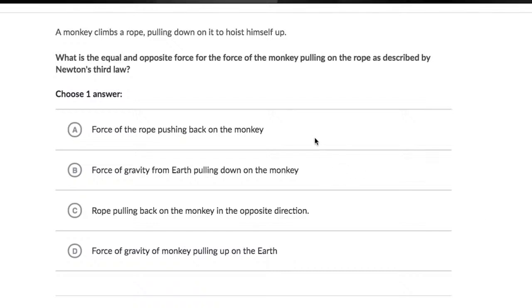Okay. What is the equal and opposite force of the monkey pulling up the rope, as described by Newton's third law? Monkey is pulling up the rope. So let me check the situation when the monkey is pulling up the rope.